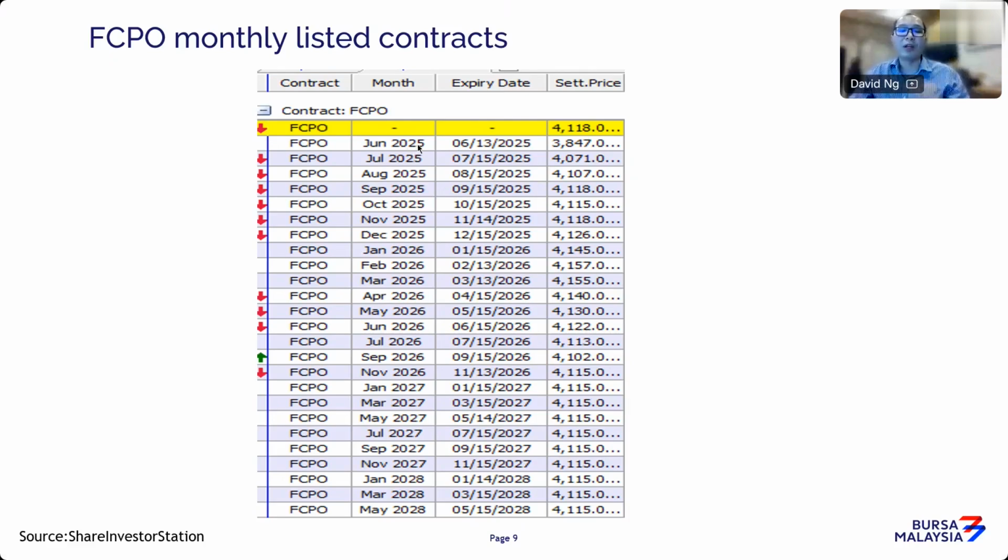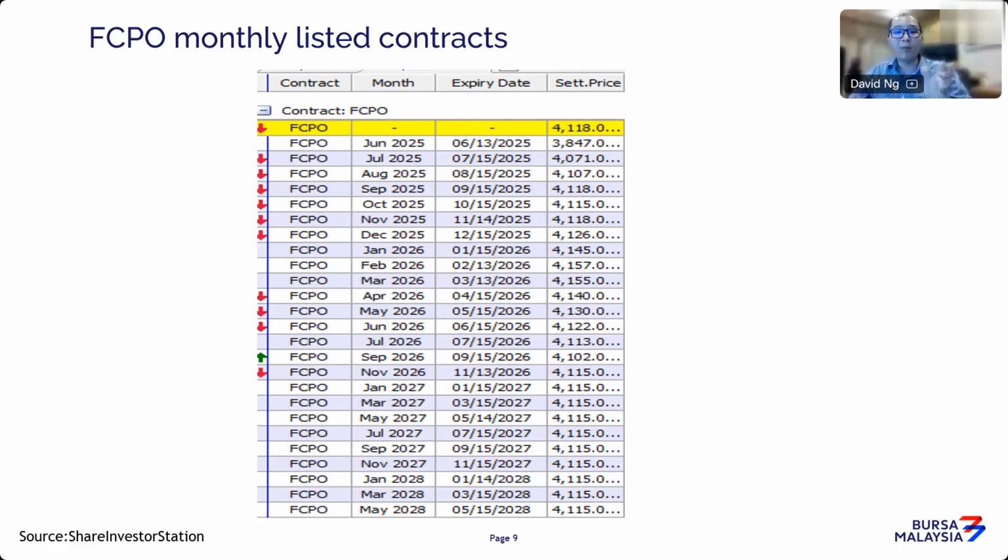So with these listed contracts, the reason I want to show you is that you can form different types of time spreads accordingly. Right now, the third month contract is the most active. This is not updated, so the third month active right now is September. So you can do a September-October time spread, you can even do an October-November time spread, and so on and so forth. You can form different calendar month or time spreads based on the listed contracts.